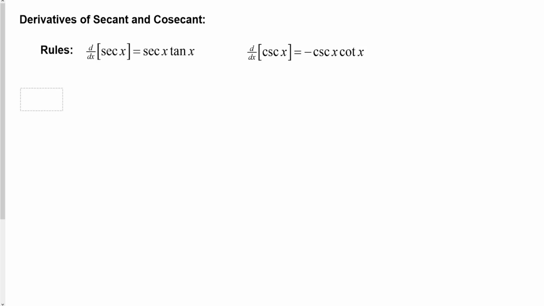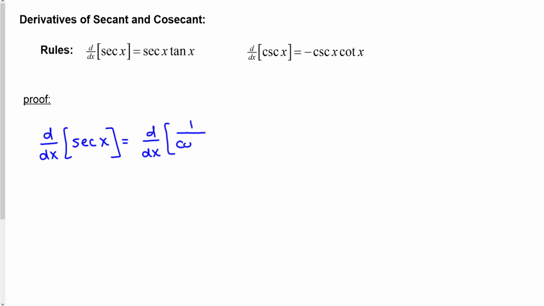Let's take a look at the proof of secant of x, and that will help you understand why it is the way it is. So if I am taking the derivative of secant x, then what I know from trigonometry is secant of x is defined as 1 over cosine. And because I know how the derivatives of cosine work, and I have the quotient rule, I can develop this derivative in the same manner that we did the last one.